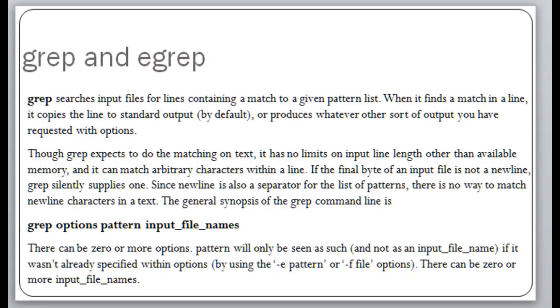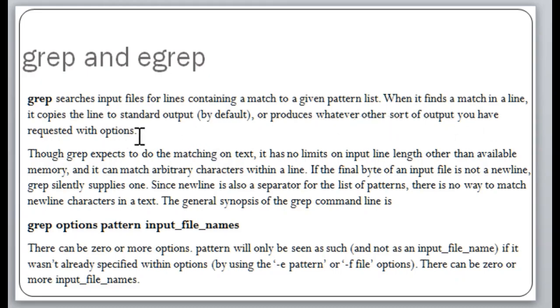Let's move on to grep and egrep. Grep is used to look up regular expressions. Egrep is used to look up extended regular expressions. We're going to look at how both of those are used. So grep searches input files for lines containing a match to a given pattern list. When it finds a match in a line, it copies the line to the standard output by default, or produces whatever other sort of output you have requested with options.